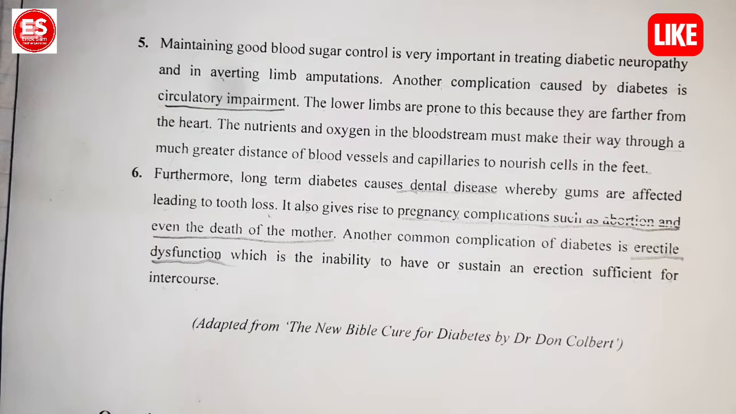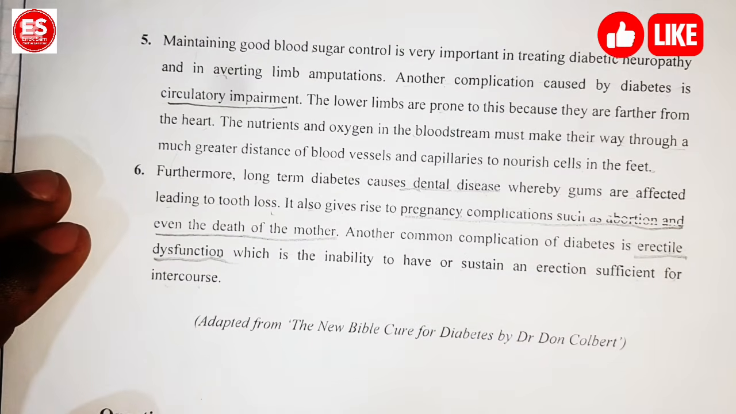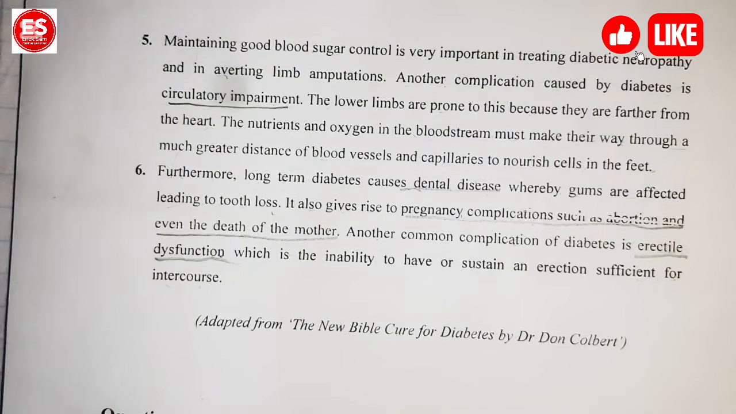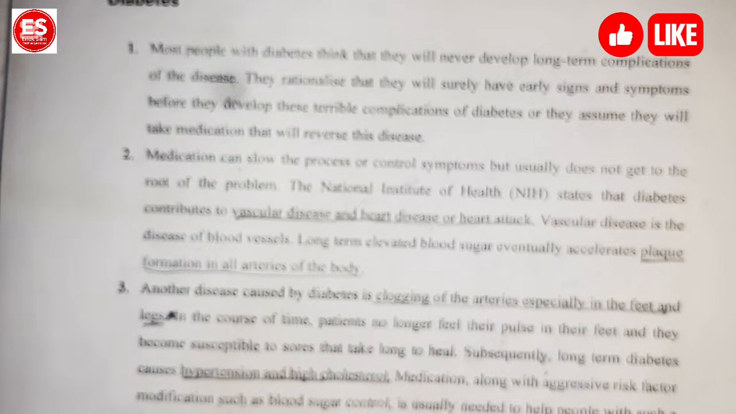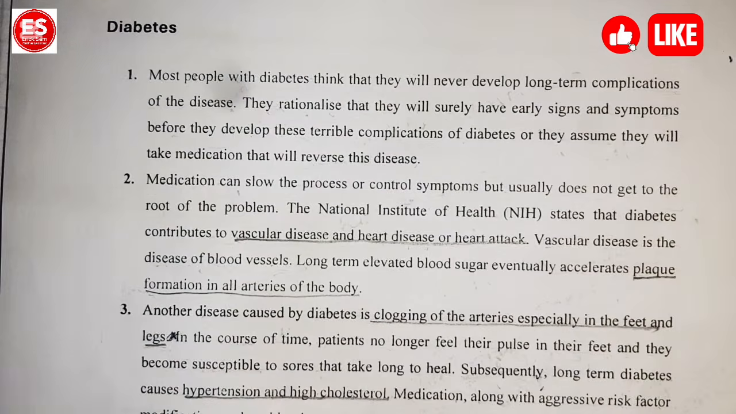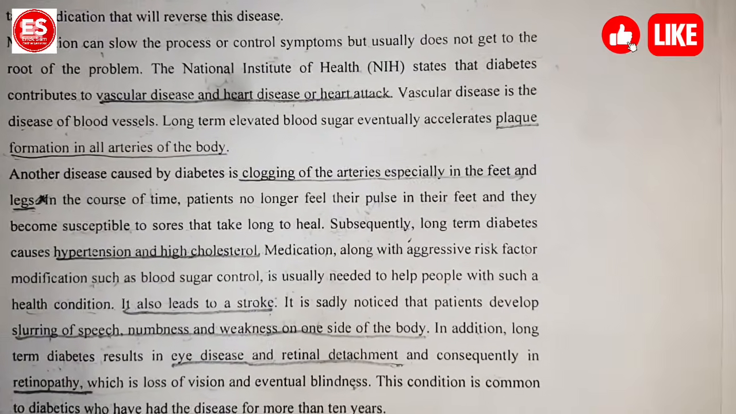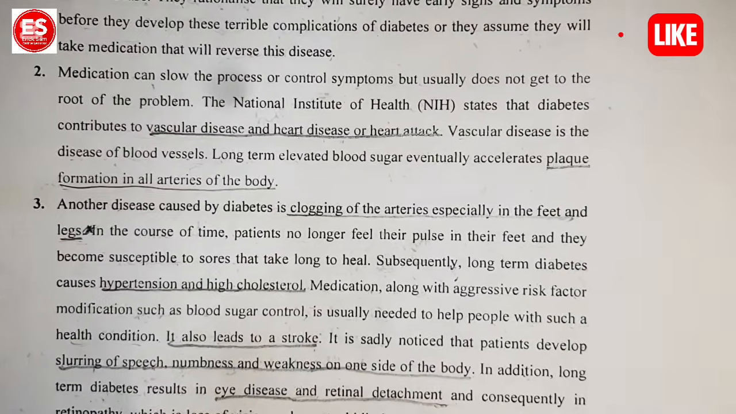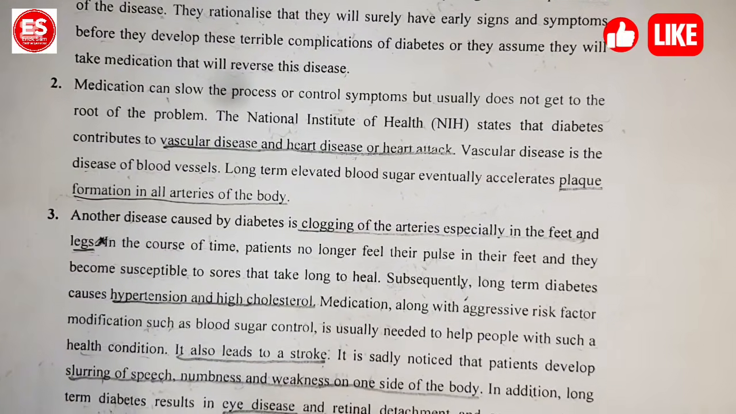Now, we need to connect these points. When you're writing a summary, you also need to use what we call linking words. In this case, we are going to start from where we started here. I have the point there. Let me put my paper here. You can see the first point is talking about vascular disease and heart disease or heart attack.